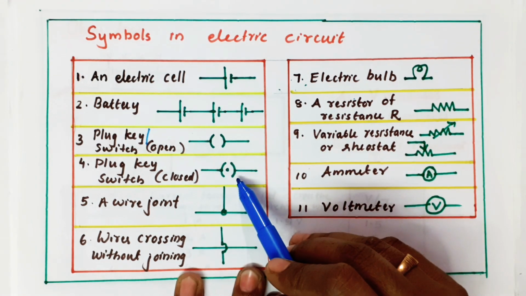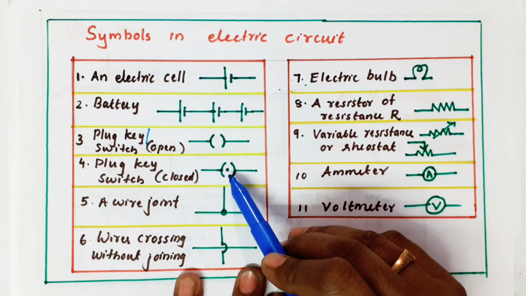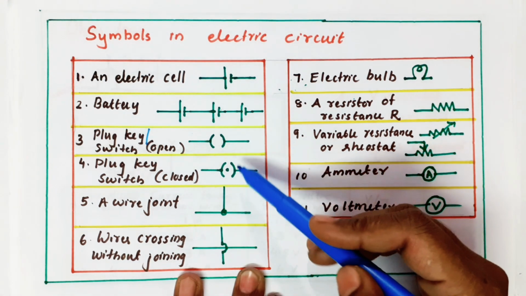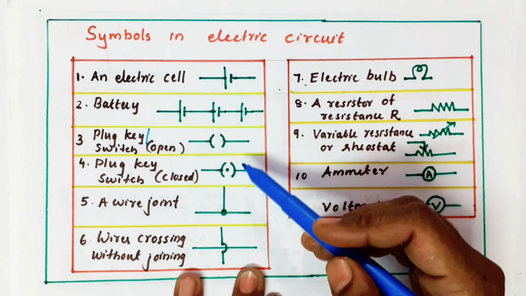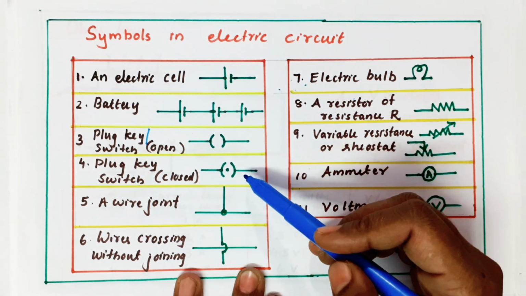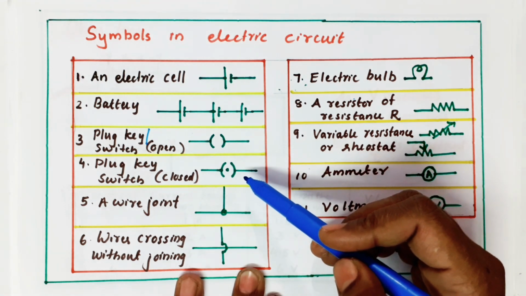But see the lower symbol, the same thing, but I put a dot. It means that the current flows in the circuit. So these two are the same only. One is an open circuit, the other one is a closed circuit. Open circuit means no current, closed circuit means current is there.